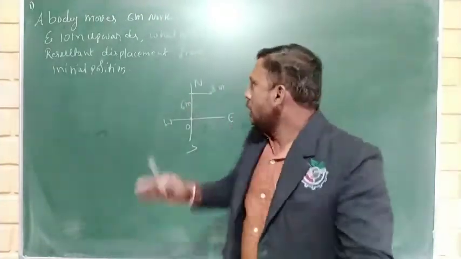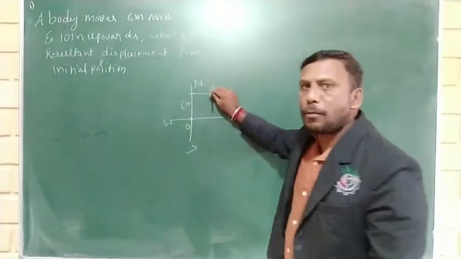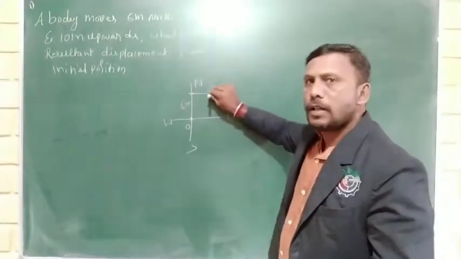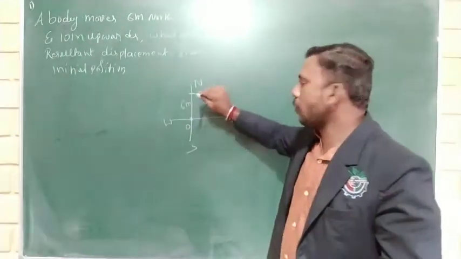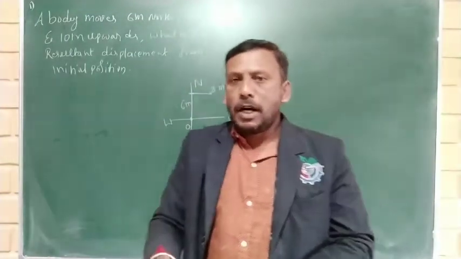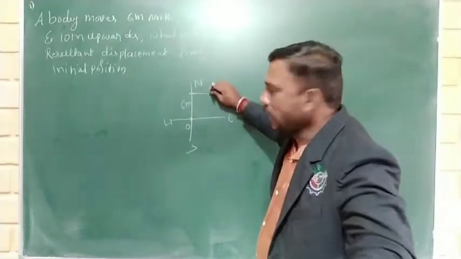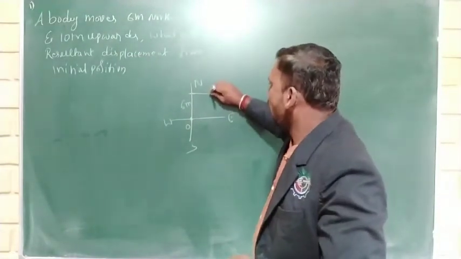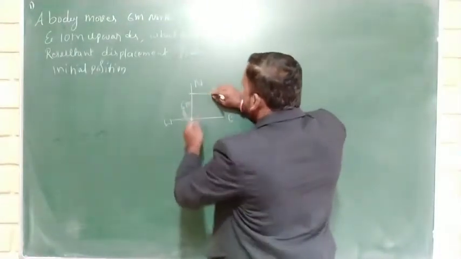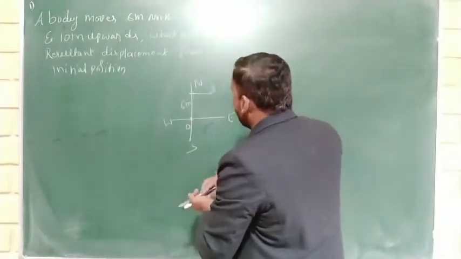In this board we consider upward direction like this. This is the upward direction. Therefore, from this point to this point, what is the displacement of the particle? Here we know that this is 6 meter and this is 8 meter. From initial point to this point, what is the displacement?